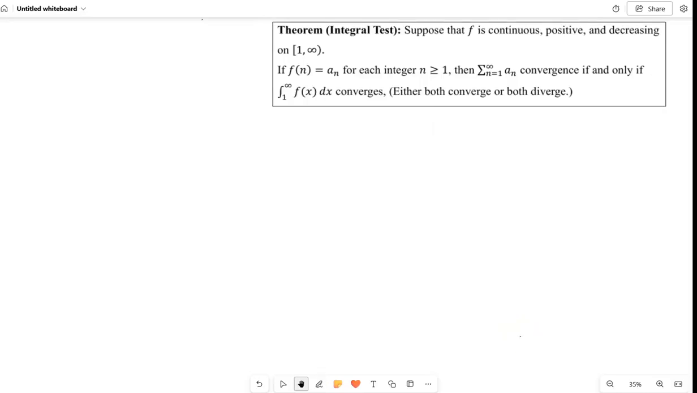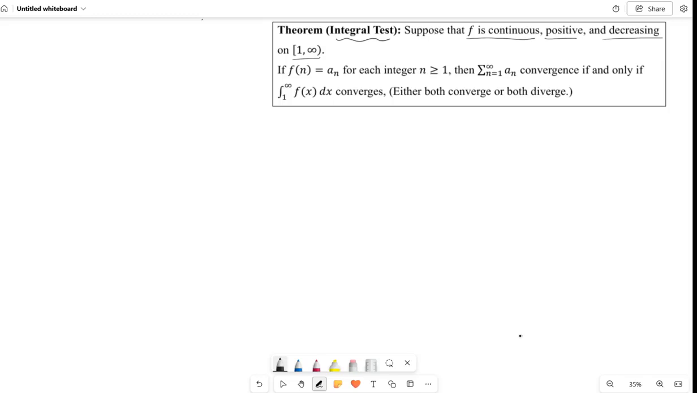Hello. In this video, we are going to learn about the integral test to check the convergence or divergence of a series. As the name suggests, it is using an integral. If you remember, we did improper integrals in chapter 7. That is what we've been using here. Suppose that f is a continuous, positive, and decreasing function on 1 to infinity.